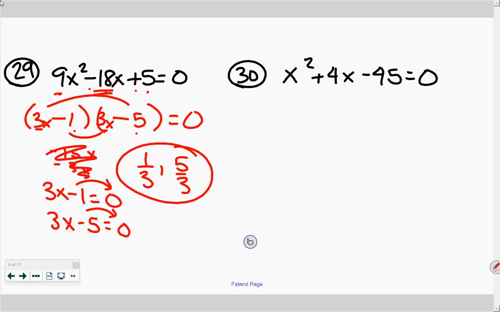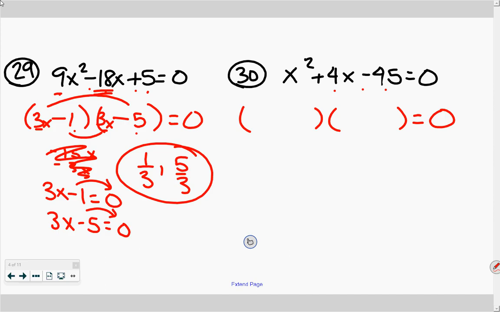Okay, same thing on this one. I would prefer to do this over quadratic if I can, if it's quicker, as long as it works. Okay, do I have any factors in 45 that subtract to give me 4? Yes, 9 and 5, right?